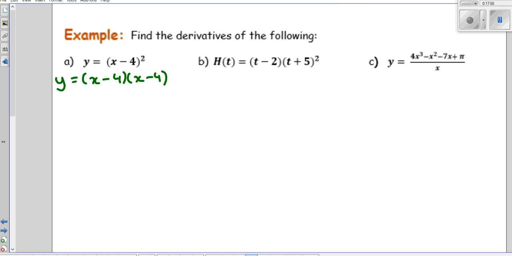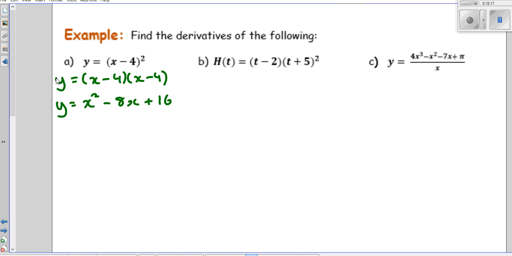So y equals. Does anyone want to go straight to saying what the expanded form of that would be? X squared minus 8x plus 16. Yeah, plus 16, because you'll get a minus 4x and a minus 4x. X squared, subtract 4x, subtract 4x, plus 16. Yes, correct. Good.